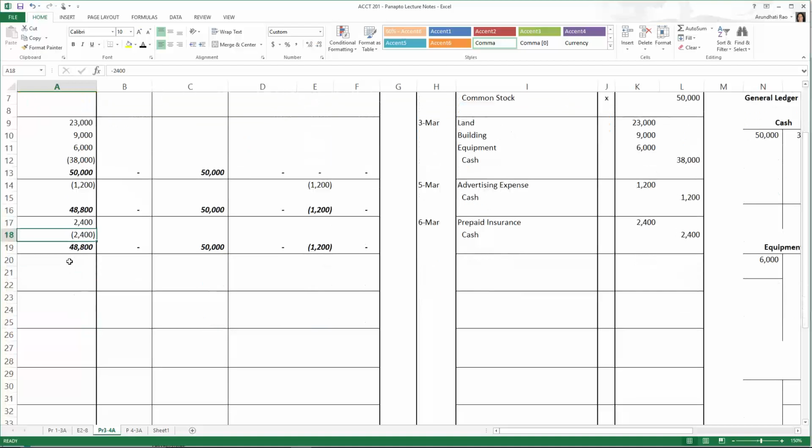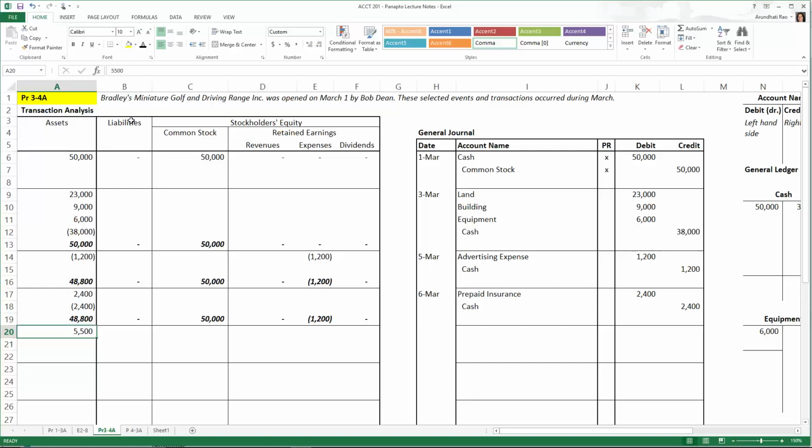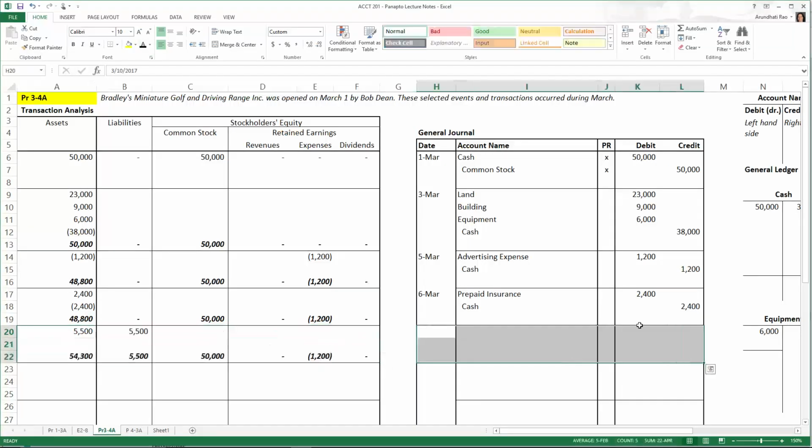Going down over here, I have purchased an asset for $5,500. I will pay in the future, which means I've incurred a liability for $5,500. No effect on equity. Okay, let's see how our journal entry is going to look.